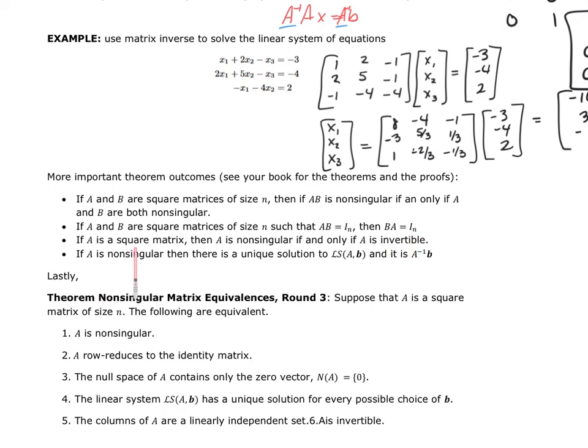If A is a square matrix, A is non-singular if and only if it's invertible. This is something that we haven't talked about before. We didn't talk about non-singular being invertible. Now we're saying it is non-singular if and only if it is invertible. If A is non-singular, then there's a unique solution for the linear system where A is the coefficient matrix and B is the constants, and it is A inverse, that inverted coefficient matrix, multiplied by my B vector, which is all the constants.